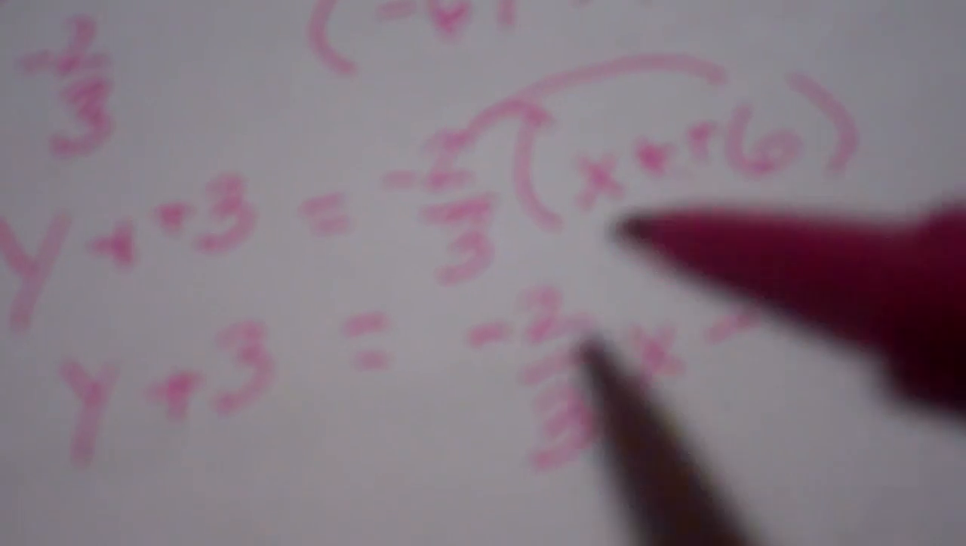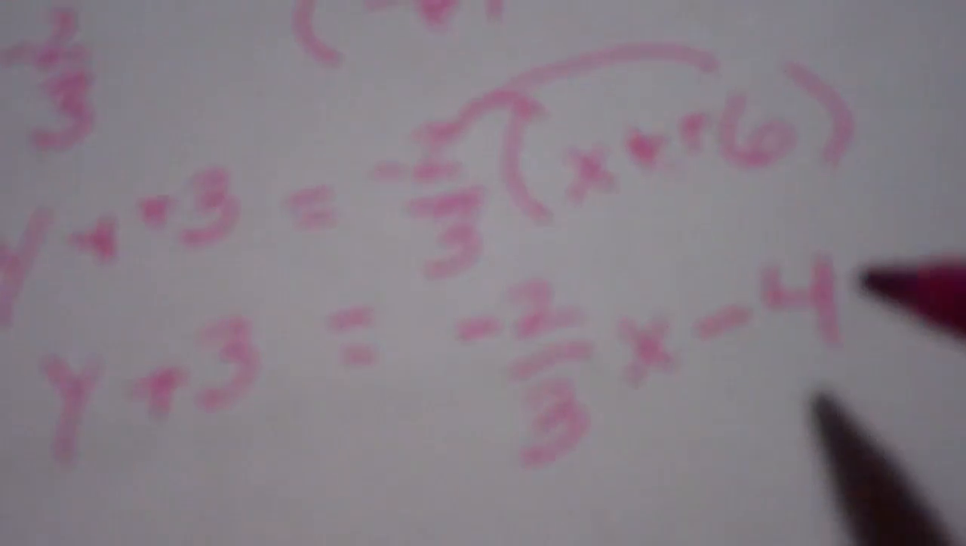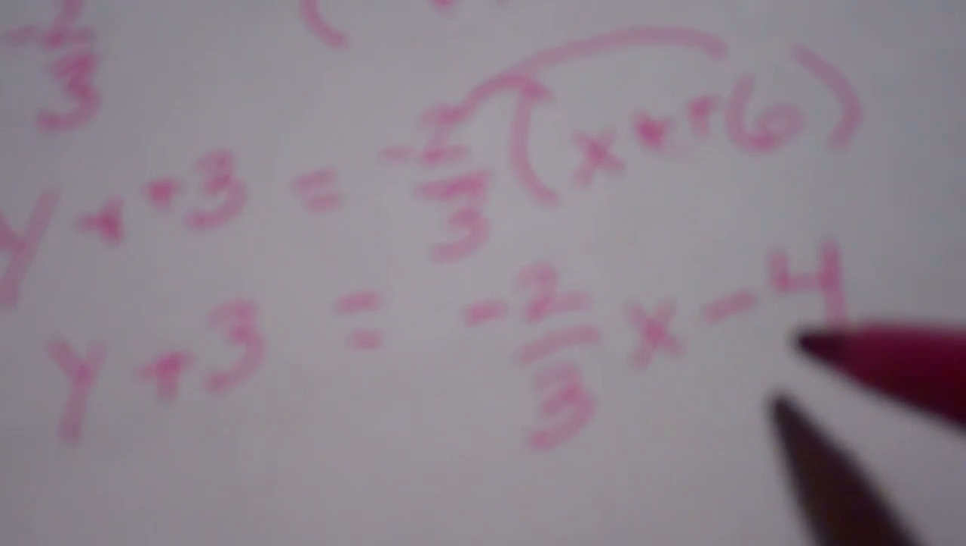Okay, step 3, distribute. Y plus 3 equals -2/3 x. 2 times 6 is 12, divided by 3 is 4. And notice I had a negative times a positive, which is a negative. Now I'll subtract 3 for my simplifying. And I end up with y equals -2/3 x, -4 and -3 is -7. Final answer.